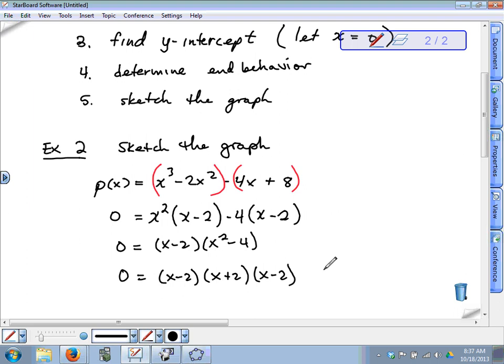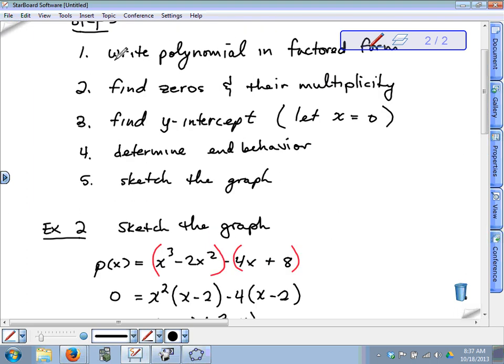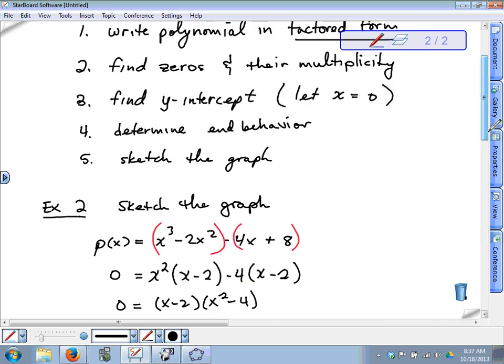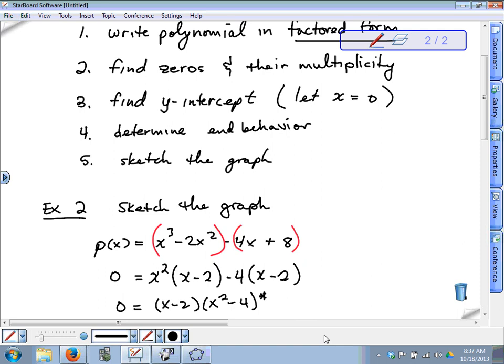Oh, I should have mentioned this. By the way, let me go back a step, sorry. This first step right here, write the polynomial in factored form. Why isn't this right here? Why didn't we stop right here and say, okay, that's factored form? Why didn't we stop there? Why is it not fully factored? You're right, but why?